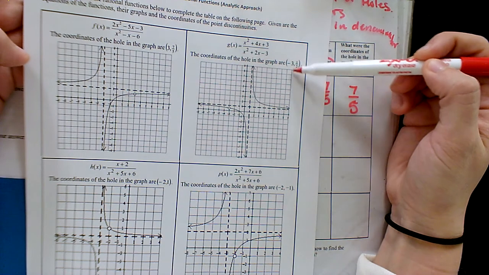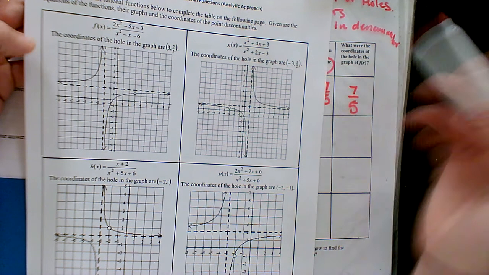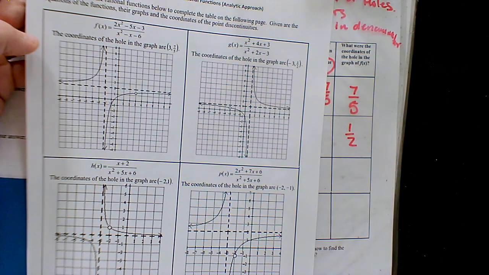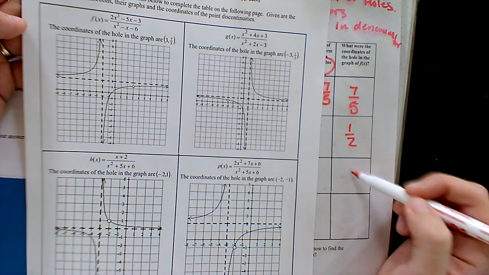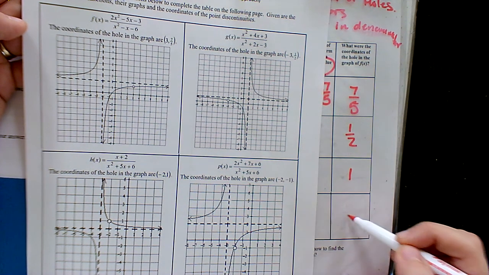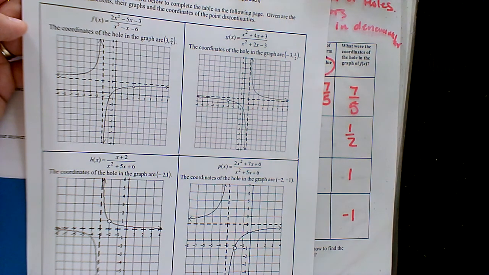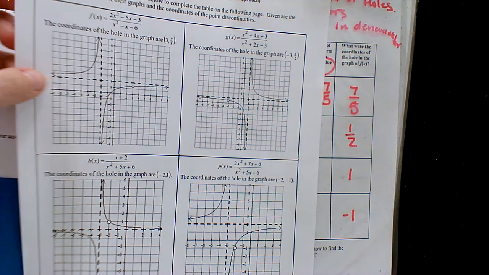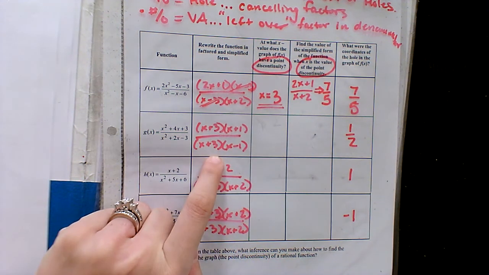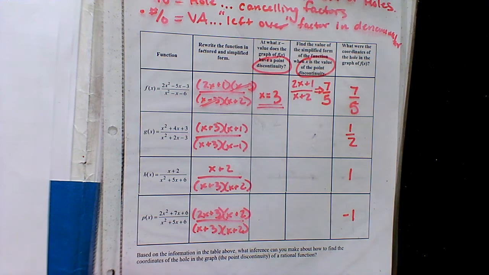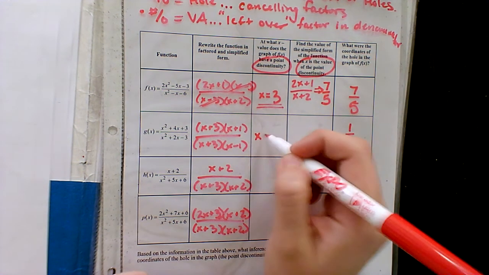Okay, visually, for g of x, they tell us the y value of the hole is 1/2. For h of x, they tell us the y value is 1. And for p of x, the y value of the hole is -1. Okay, so we're anticipating what our result should be. Let's see if we can actually get that based off the equation. So for the next one, g of x, can we find the x location of the hole?